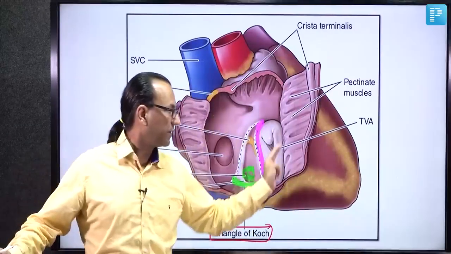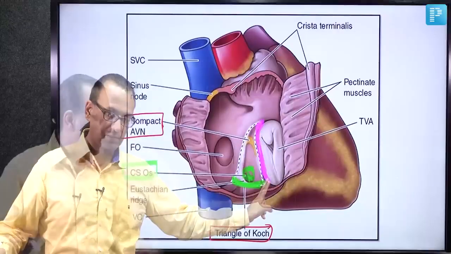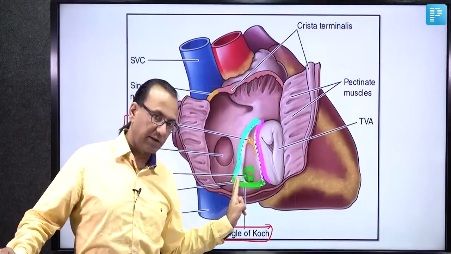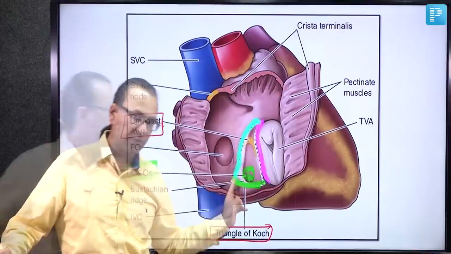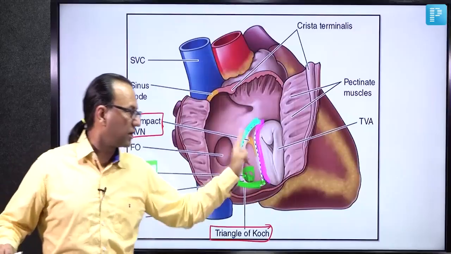It has three cusps, and we are looking at the septal cusp of the tricuspid valve, forming the boundary of Koch triangle. And then we have the tendon of Todaro. This tendon of Todaro is a subendocardial collection of collagen fibers. Radiologically, it is evident, and we mark the Koch triangle to mark the AV node.